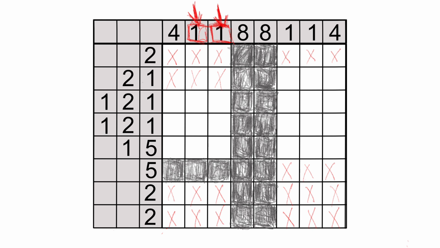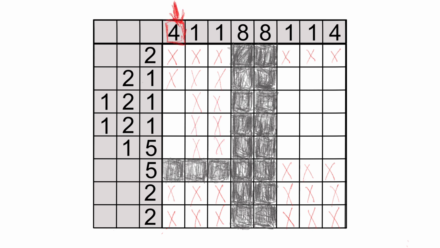Then another simple bit is looking at the top columns. We can see the first ones, and we already have those first ones filled in. We've already filled those cells. So again, just go down and fill in all your crosses.